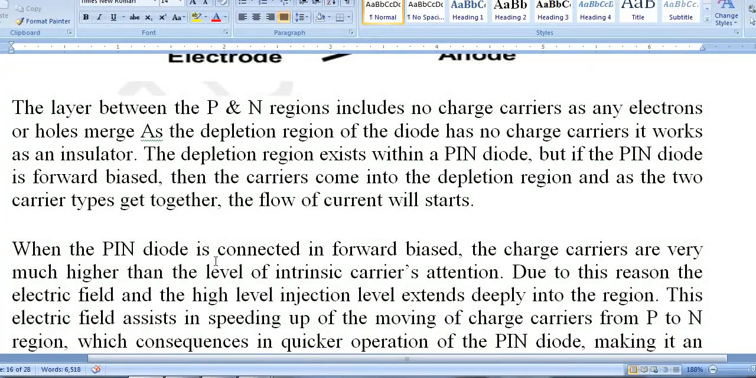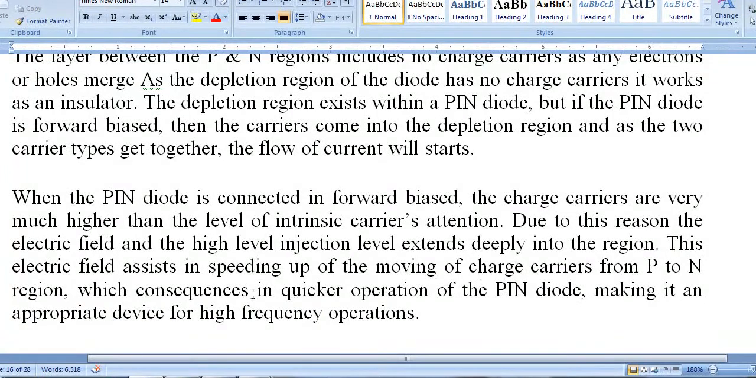When the PIN diode is connected in forward bias, the charge carriers are very much higher than the level of intrinsic carrier concentration. Due to this reason, the electric field and the high level injection extend deeply into the region. This electric field assists in speeding up the movement of charge carriers from P to N region, which results in quicker operation of the PIN diode, making it an appropriate device for high frequency operations.